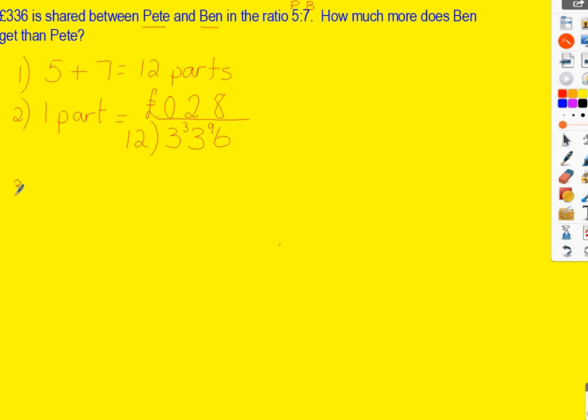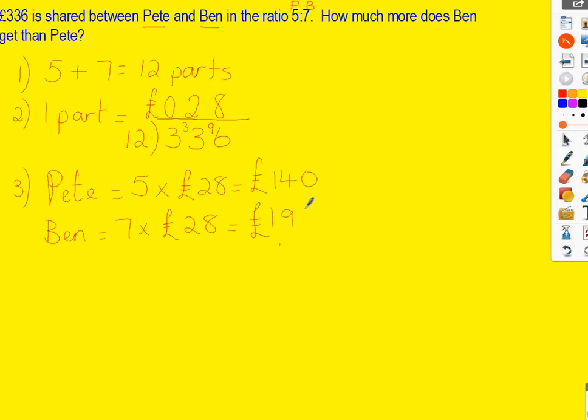Now for stage 3, I'm not going to write down 5 parts and 7 parts, because the question's asking me about the people, Ben and Pete in this case, so I need to work out how much each of those are going to receive. So I'm going to use Pete. Instead of 5 parts, it's Pete, because it's how much he's going to get. So Pete gets 5 parts of the money, so he has 5 times £28. 5 times 28 is 140. And then Ben is having 7 parts of the money, so he's having 7 times 28, and that's going to give you £196. Obviously you can use your tower sums if you need to for your multiplication.